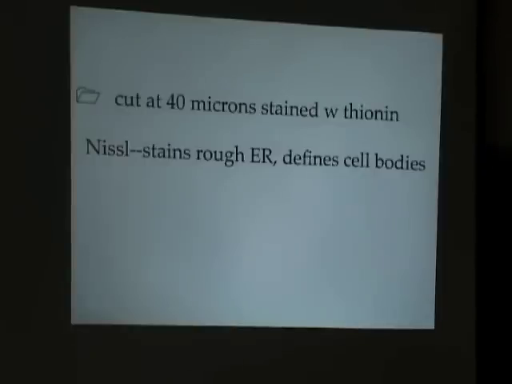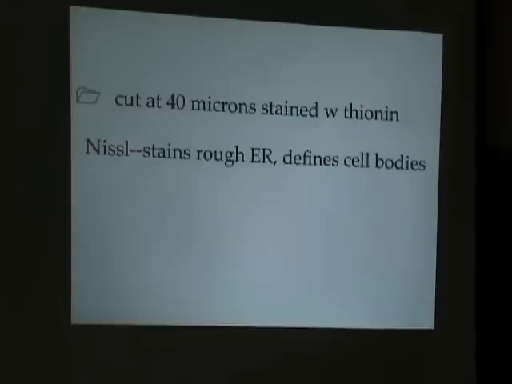Okay, so what's thionin stain? It's rough ER. It's what's known as Nissl substance. And if you go way, way back in the literature before Nissl, this stuff was called tigroid substance, because it looked like tiger stripings in the cell. I don't know how Nissl managed to get it named after himself, but he did. But anyway, we now know it's rough ER, and it defines the cell bodies. What do I mean by that? You can see the cell bodies, and what can't you see? You don't see the axons or the dendrites.